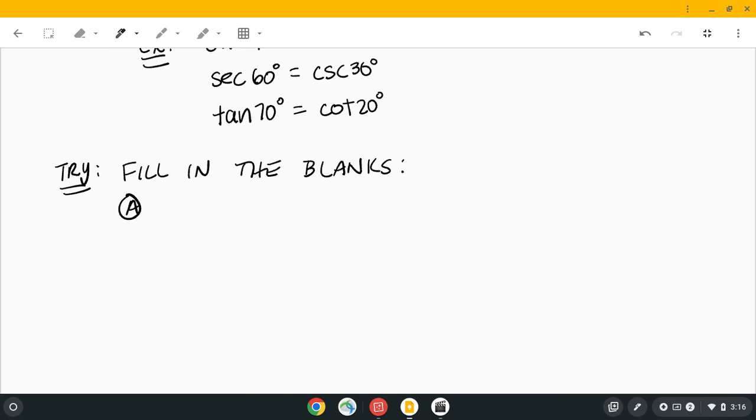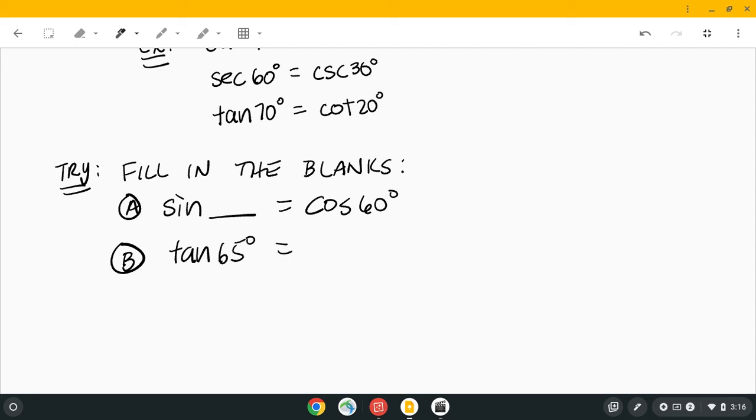All right, so suppose that I have sine of what equals cosine 60, and then go ahead and hit the pause button when I have all three of these written down. Okay, tangent 65 degrees is equal to the cotangent of what? And then letter C, secant x is equal to cosecant of what? Okay, so go ahead and hit the pause button, give these three a try, and then check back to see if you have the same answers.